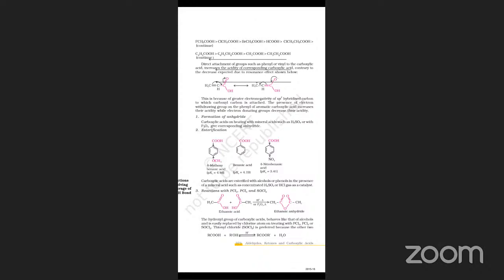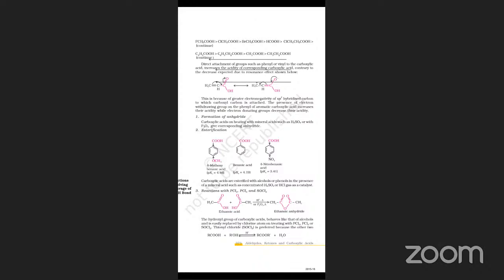And after that, esterification, which we know very well. We'll see 4-methoxybenzoic acid, benzoic acid, and nitrobenzoic acid. These three examples are given to explain the acidic strength of the compounds. The nitro group, an electron withdrawing group, is ready to take the electrons and stabilize the anion. Whereas the OCH3 group, a methoxy group, destabilizes it, as it is an electron releasing group.